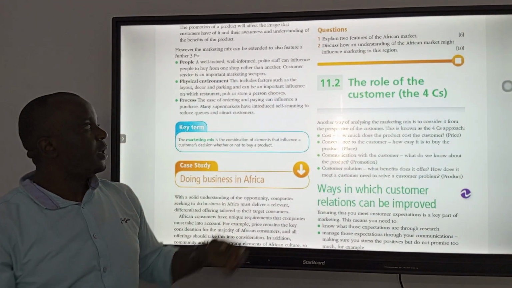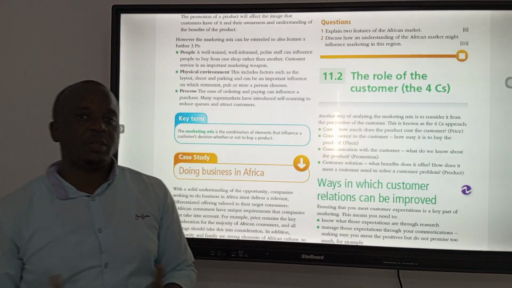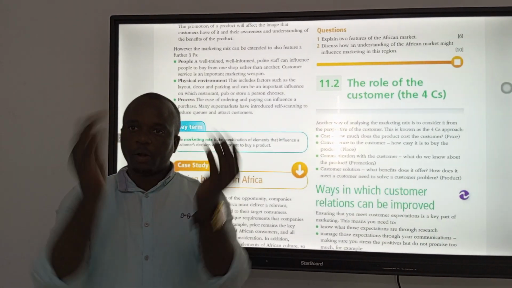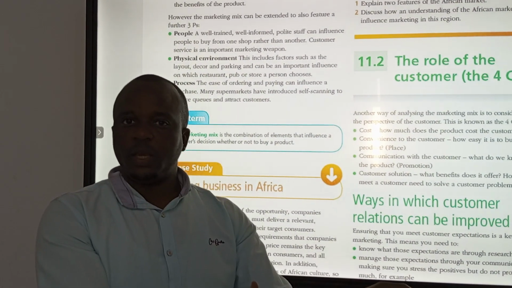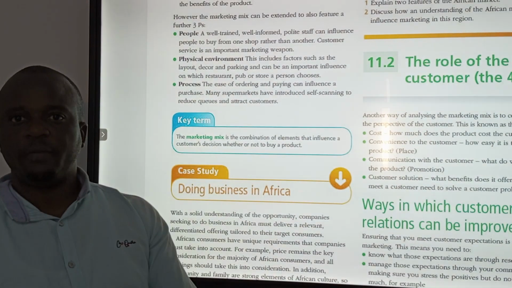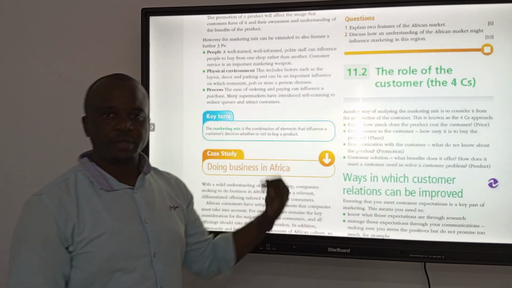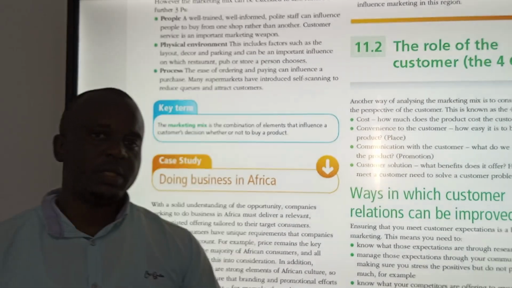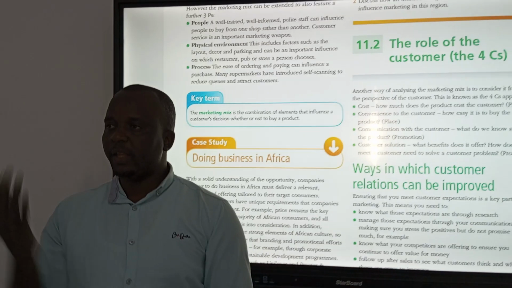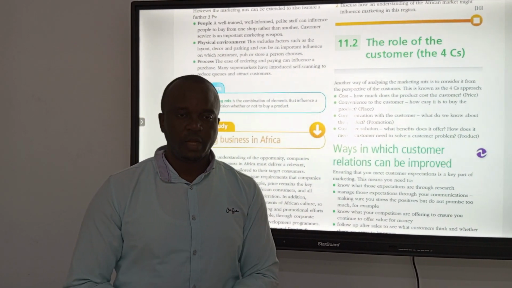Another thing that can be added is the physical environment. The physical environment is talking about how the place is decorated, the cleanliness of the place, the parking space, and the rest. This can also make customers make purchases of the product. And finally, the process of payment. That is the reason why you see many businesses now have ATM machines and other kinds of ways that customers can pay for their products.